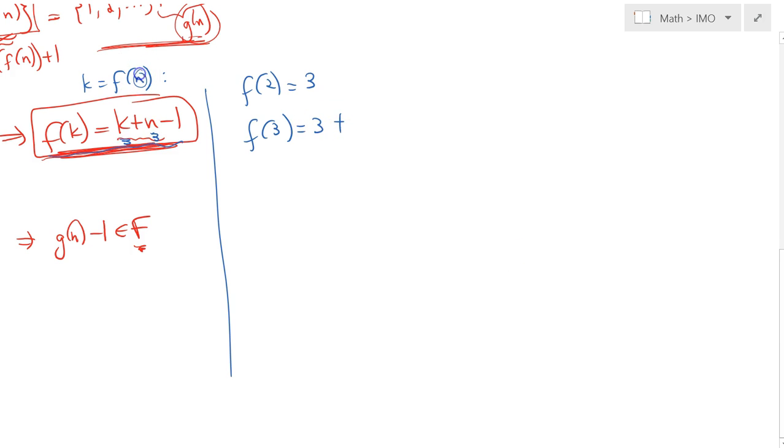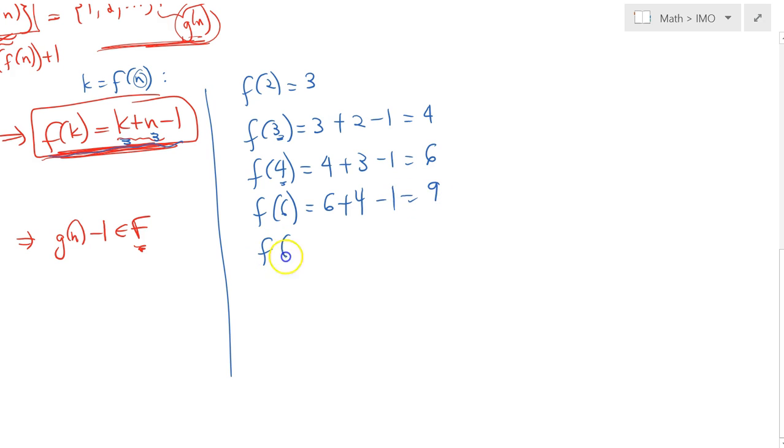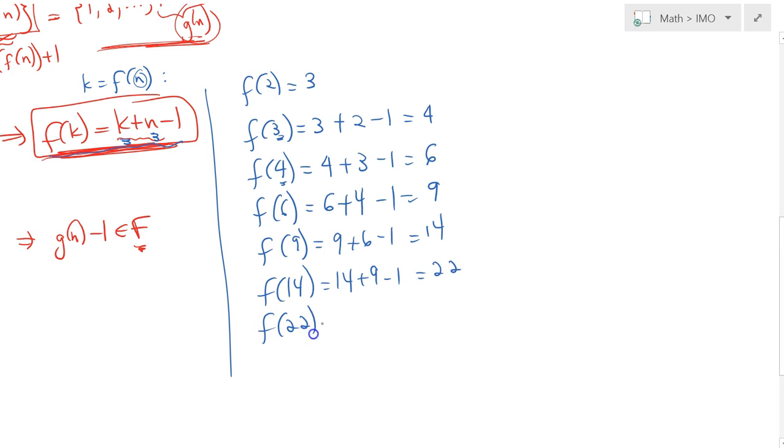n is the domain, the thing that is mapped to k, so therefore it is the 2 that I have, minus 1. So that's just a 4. Now f of 4 is simply equal to 4 plus the 3 minus 1, which is 6. f of 6 is equal to 6 plus the previous one minus 1, which is 9, and so on. So let's do it a few more steps until I reach very close to the number 240. 9 plus 6 minus 1, which is 14. f of 14 is going to be equal to 14 plus 9 minus 1, which is 22. f of 22 will be 22 plus 14 minus 1, which is 35.